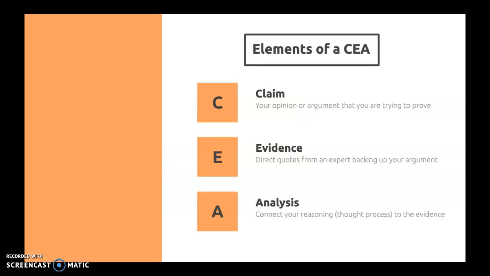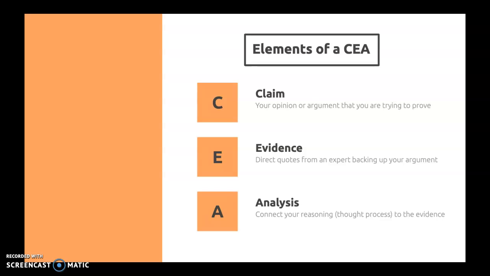As we begin to start writing our CEA, we want to make sure that we understand the elements of a CEA, or what a CEA stands for. The C stands for claim. This is where you are giving your opinion or argument on a topic, either chosen by the teacher or by yourself, that you are then going to have to back up in the rest of your paragraph.